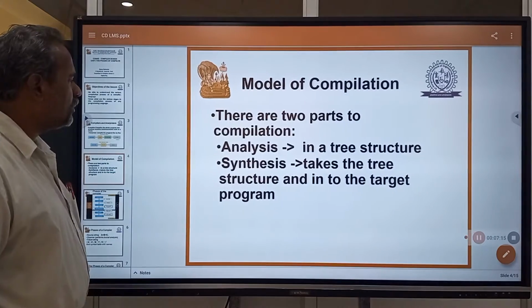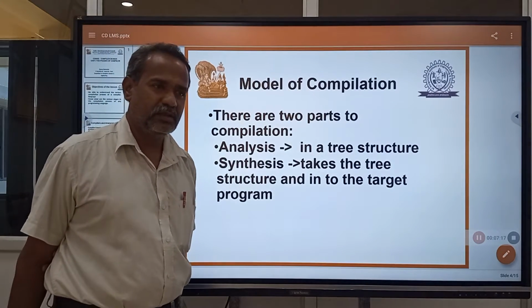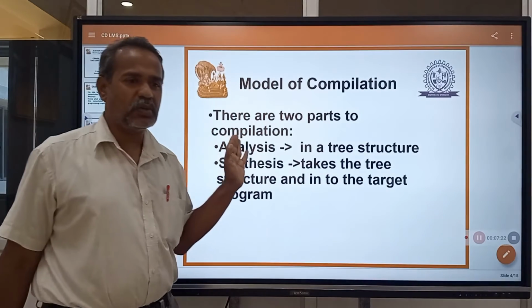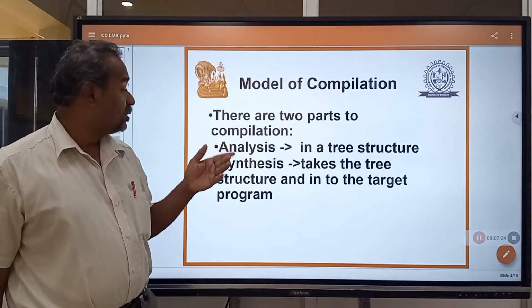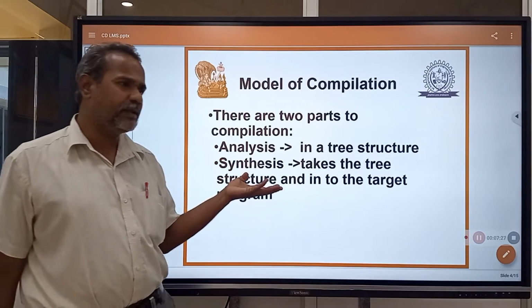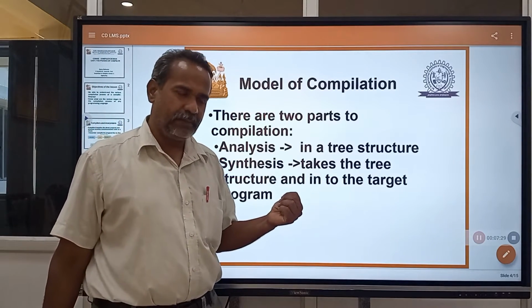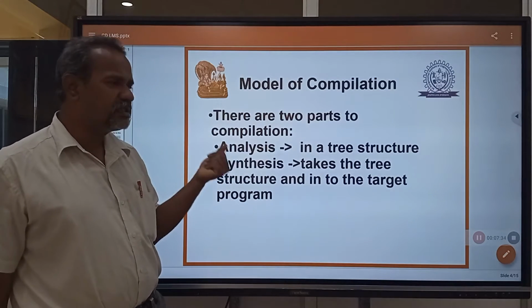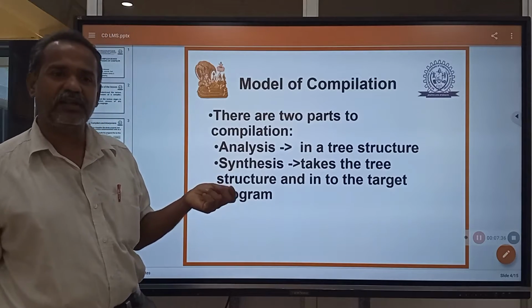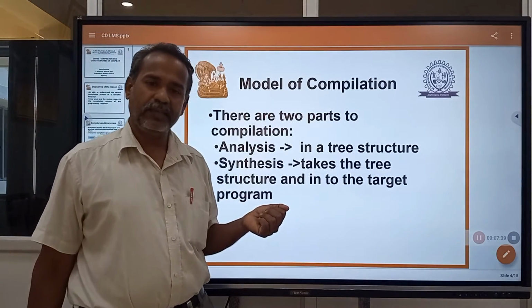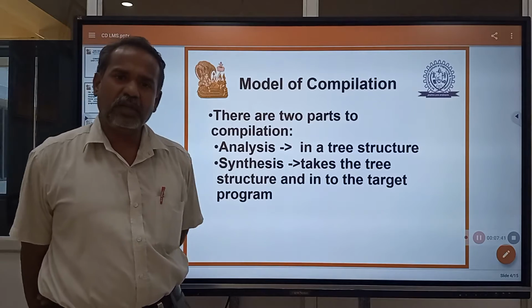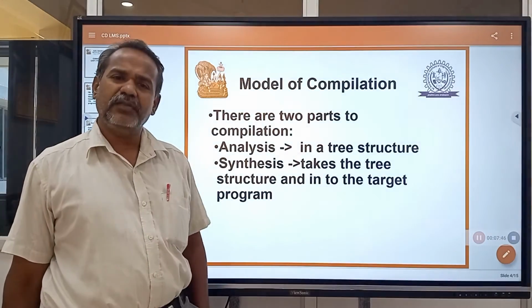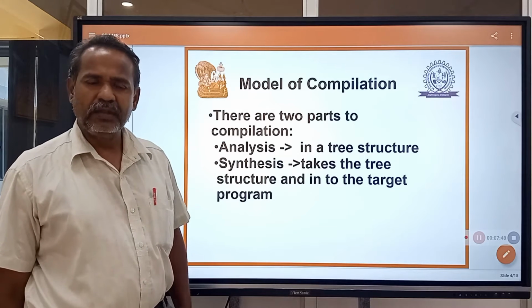Here the compilation is divided into two parts, such as analysis. We see an example: position equal to initial plus rate into 60. So the analysis phase will come in, followed by how to generate a tree. What is the need of a tree over here? Because when an expression is going to be evaluated, we will find the various operands and operators. More or less you are very familiar with what is an operand and operator. Operand is a variable name given in the program. Operator.